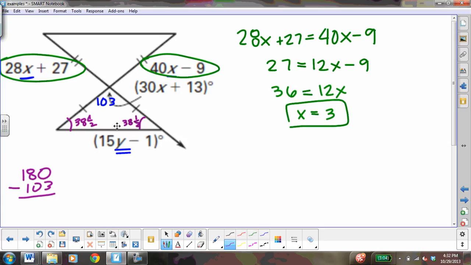There are several things that I can do from here to figure out the value of y. I have a linear pair here between this 38.5 and 5y minus 1. I also could say that 5y minus 1 has to equal 103 plus 38.5. Either way, I'll get the same answer. I'll use the exterior angle theorem, and I'll say 5y minus 1 equals 103 plus 38.5.